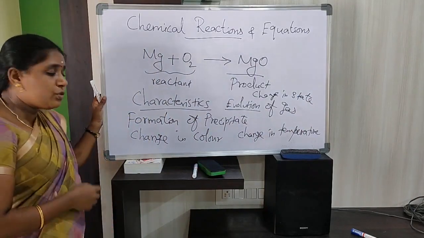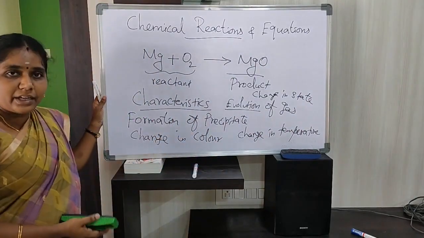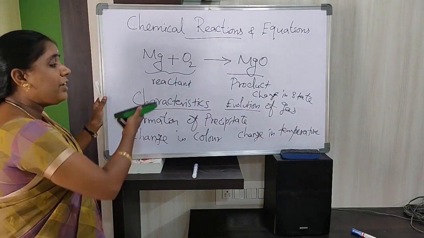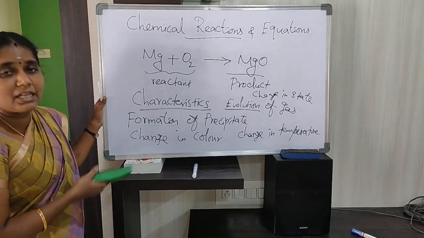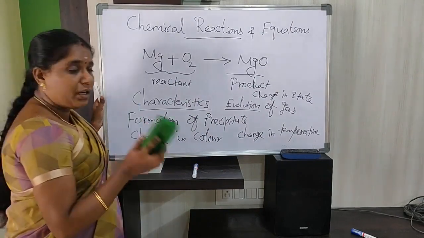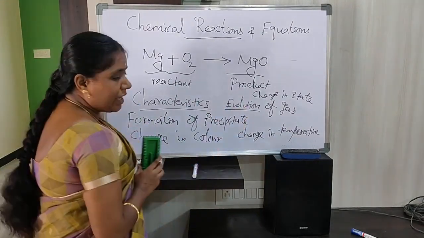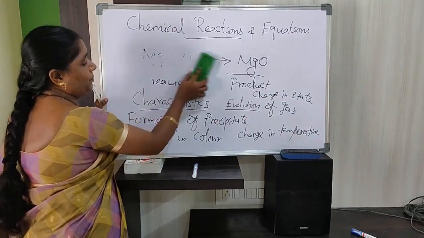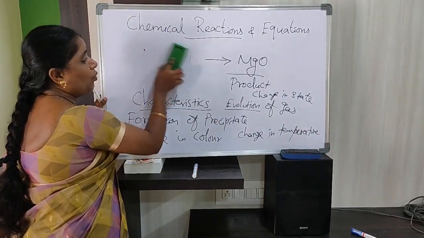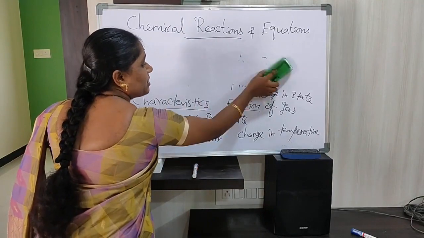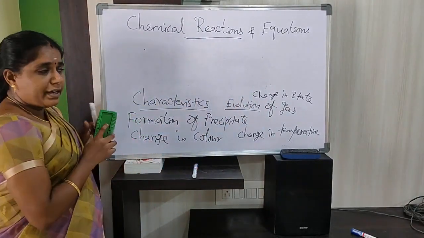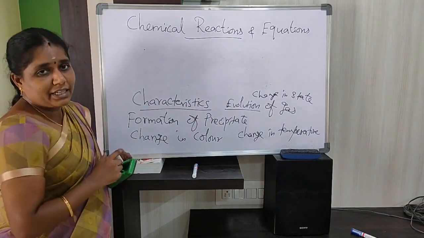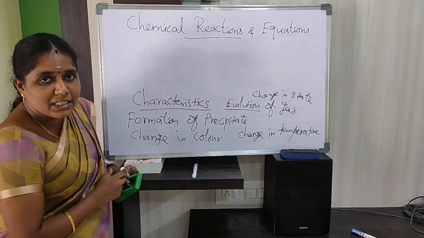So how do we come to know that a chemical reaction has taken place or not? With the help of the characteristics of chemical reactions. So what are the characteristics we have already discussed? That is evolution of gas. What is meant by evolution of gas? You have to know this. During a chemical reaction, evolution of gas takes place. Evolution means releasing of gas.